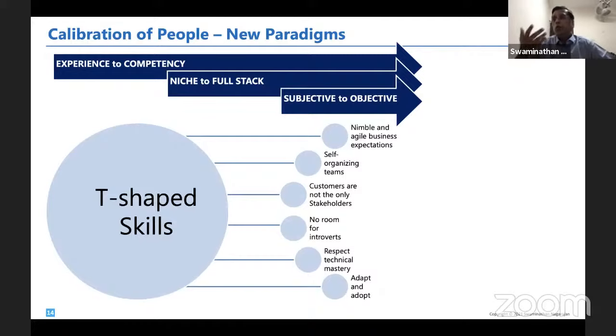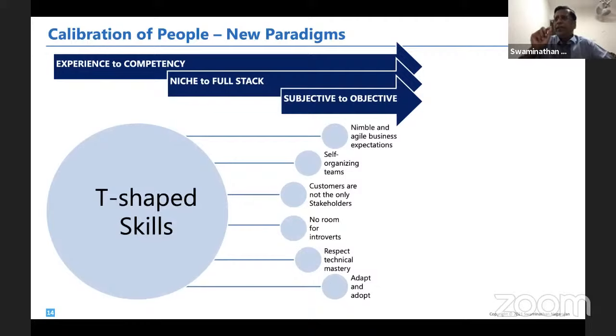There is no room for introverts, okay? In the olden days, you could take the laptop, go to a corner if you didn't want to talk to anybody, and still be successful. Today, it is still possible, but it is very difficult, okay? And technical mastery is highly respected, okay? And those engineers who adapt and adopt will be the ones who are successful.